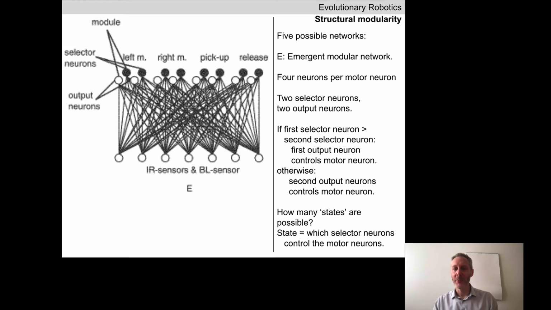If it helps, think about many mutations. Let's just ignore the output neurons for a moment. Just imagine evolution proceeding, and evolution is altering the synaptic connectivity, the influence of the sensors on the selector neurons. What is evolution doing in that case?